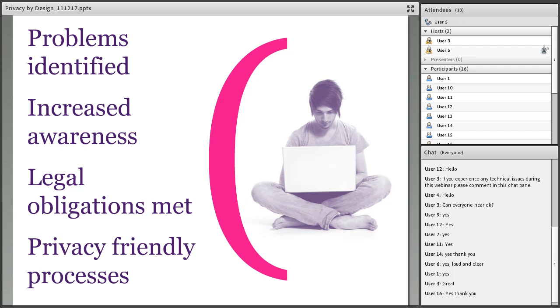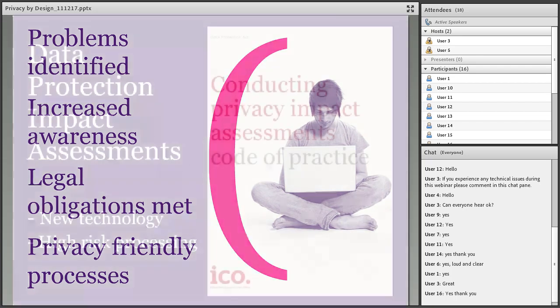Increased awareness of privacy and data protection across your charity is another benefit of privacy by design. Organisations are more likely to meet their legal obligations and less likely to breach the Data Protection Act as it stands, or after May, the General Data Protection Regulation. And finally, actions are less likely to be privacy intrusive and therefore less likely to have a negative impact on the individuals that you're processing data about.